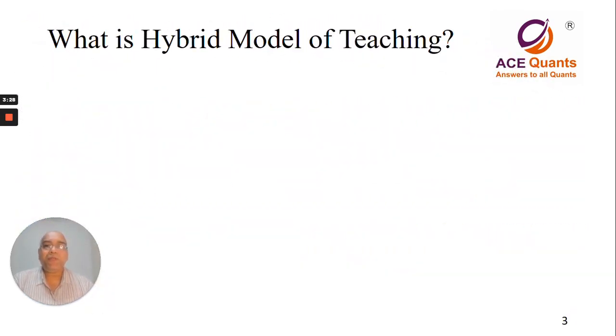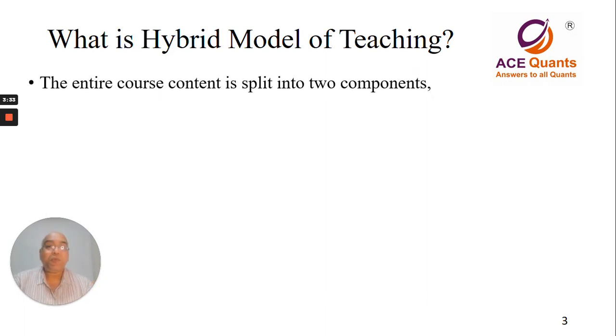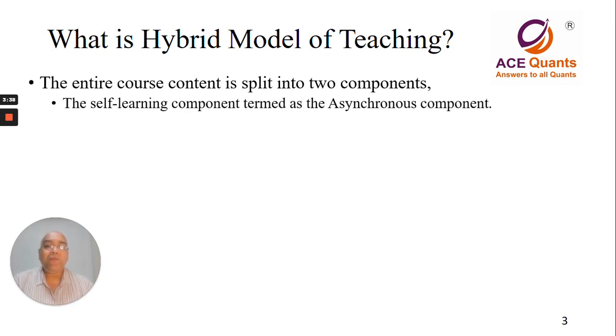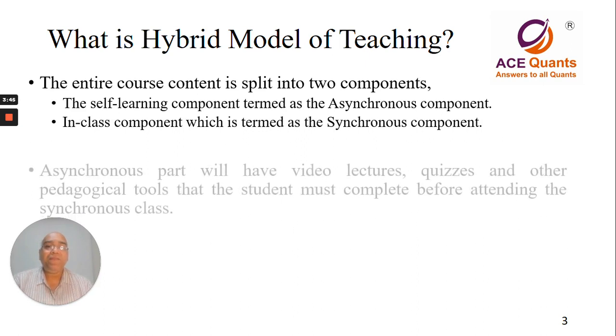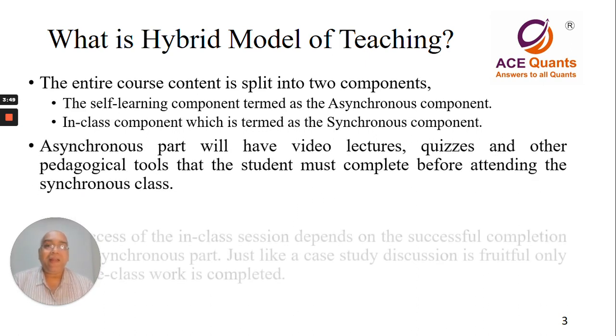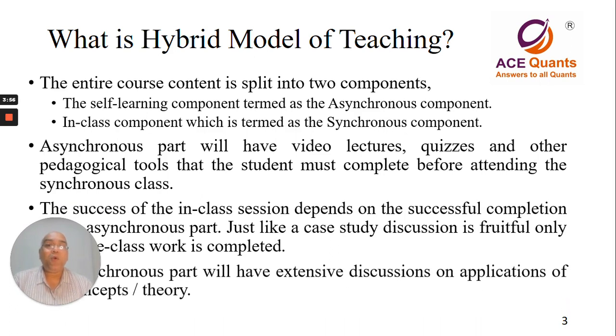So again, to recapture, what is this hybrid model of teaching? The entire course is split into 2 components. One which you can do at your own speed, at your own pace. Self-learning made simple, self-learning made easy, is the asynchronous component. And the in-class component, where you are going to create, discuss, work as a team, and collaborate with your colleagues, is what is called the synchronous component.